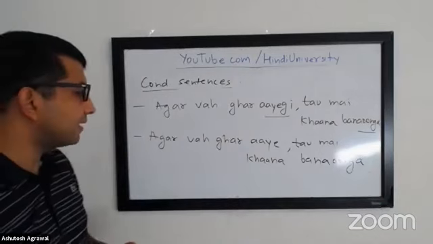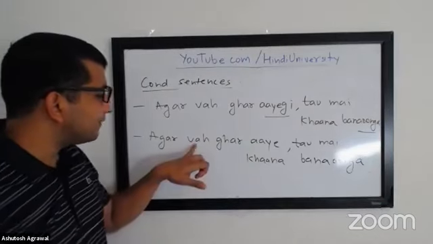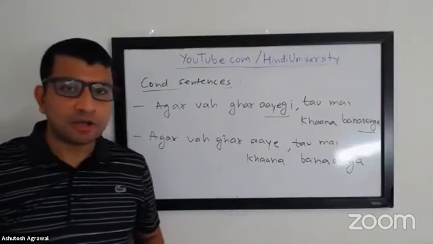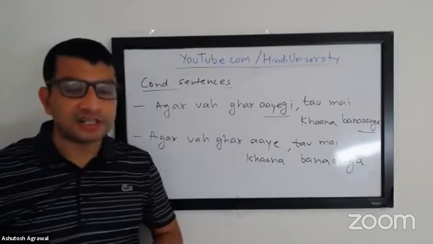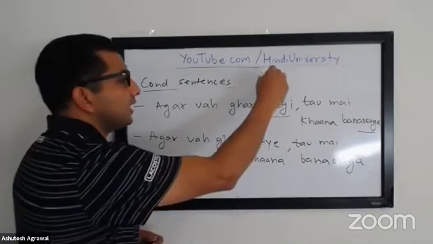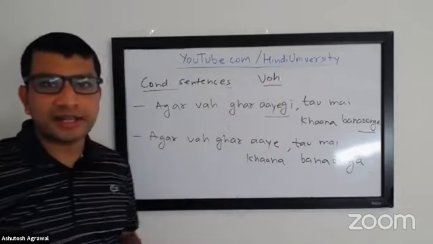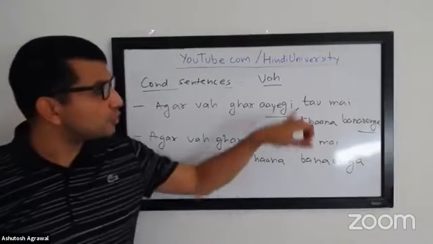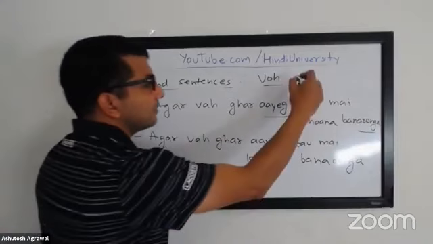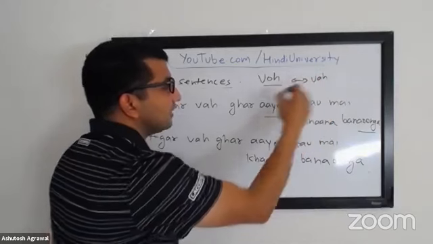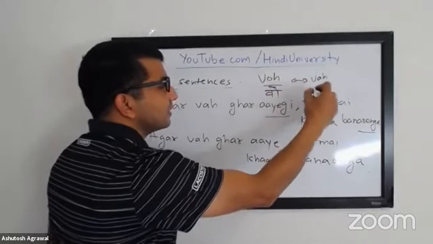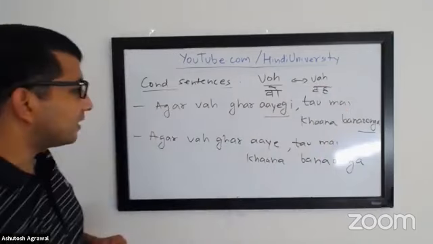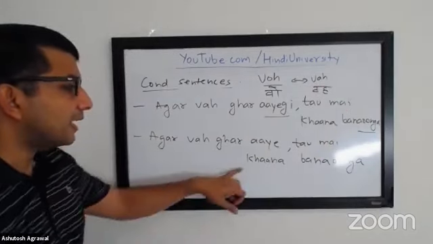Again, I write vah, which is more formal, but as you probably already know, in day-to-day conversation you will see Hindi speakers saying wo. Like the movie Wo Kaun Thi, right? They will not say Vah Kaun Thi. But if you read books or textbooks, you will see vah. So I want you to just remember that. Wo you will write like this, and vah you will write as va and ha. Agar vah ghar aaye to main khana banaunga.